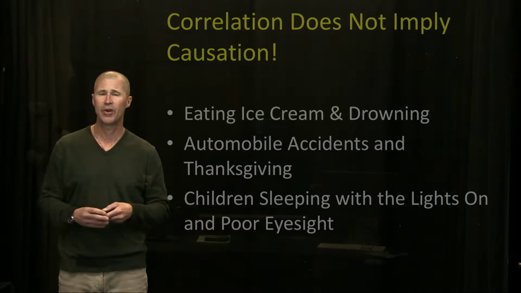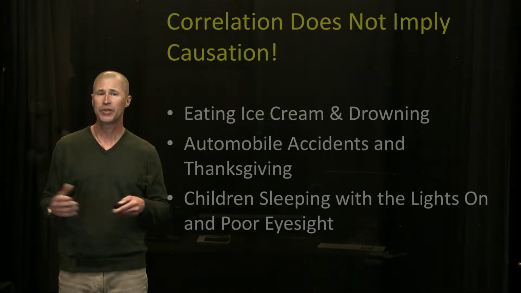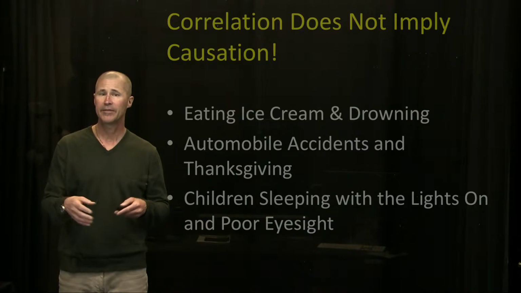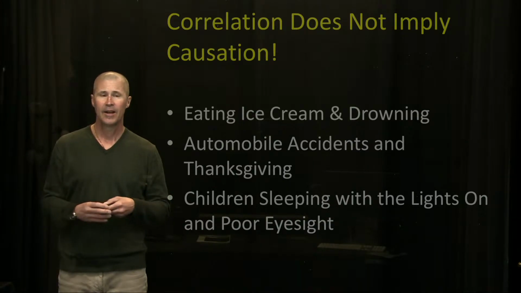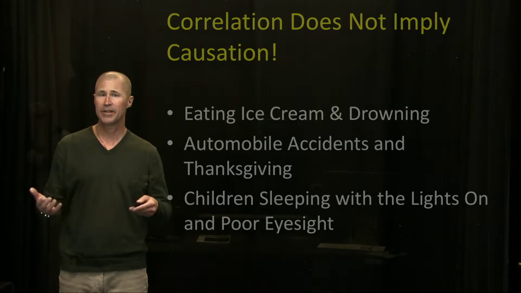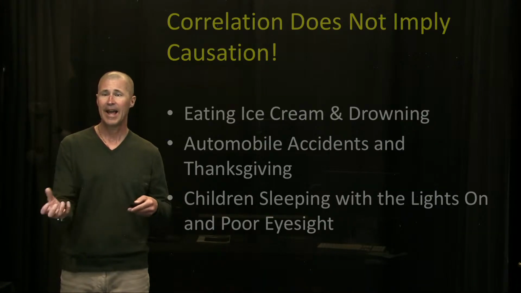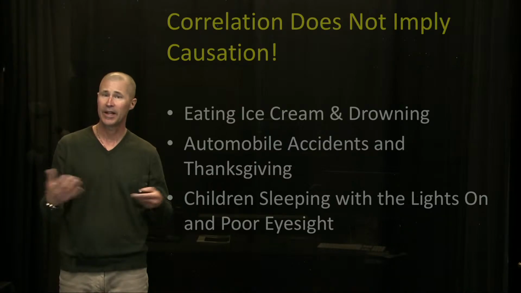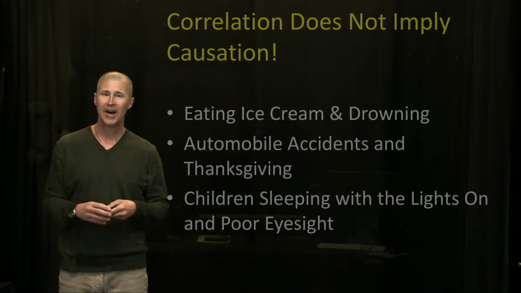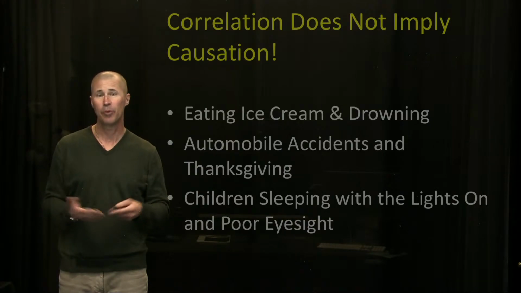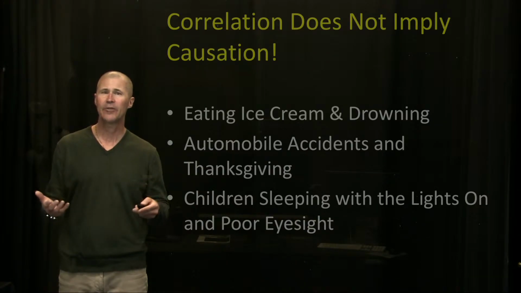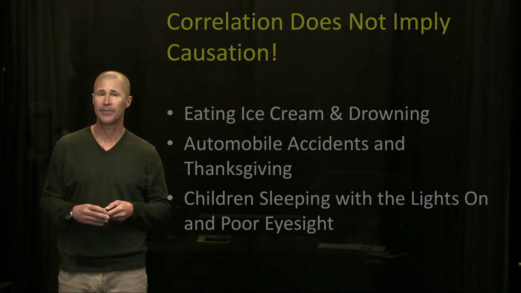And the final example is drawn from an actual research study where they found that children who slept with night lights later on developed poor eyesight. So they said that was the cause. When in reality, it was parents who had poor eyesight tended to have night lights in their children's rooms so they could check on them and not fall down. And the kids later on just inherited that genetic trait of poor eyesight. So we have to be really careful with correlation, and remember that correlation does not imply causation.